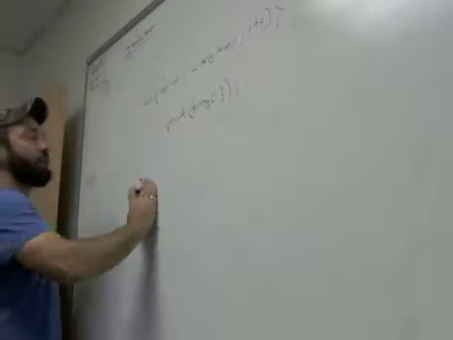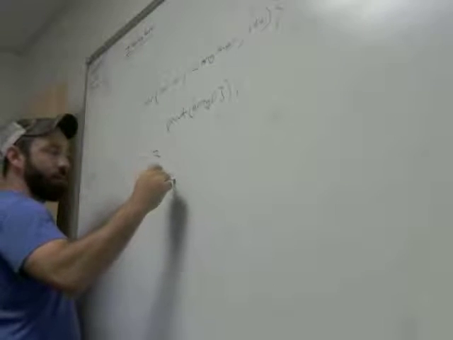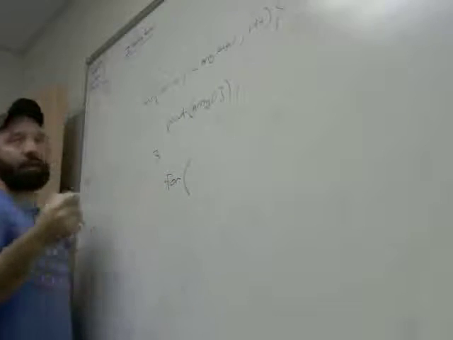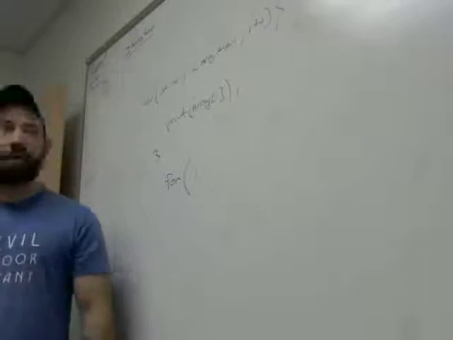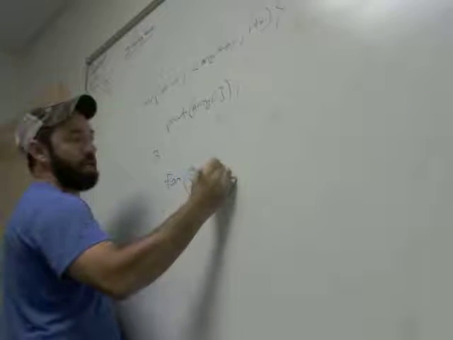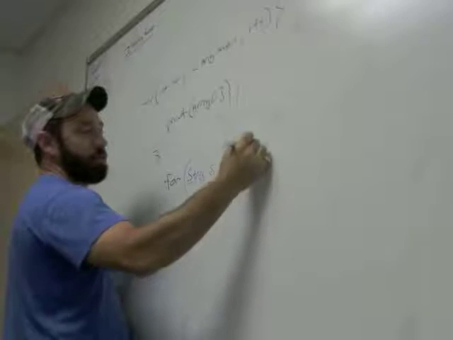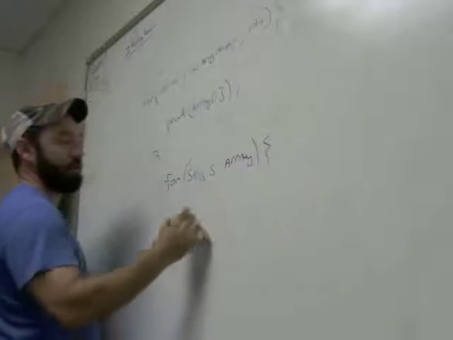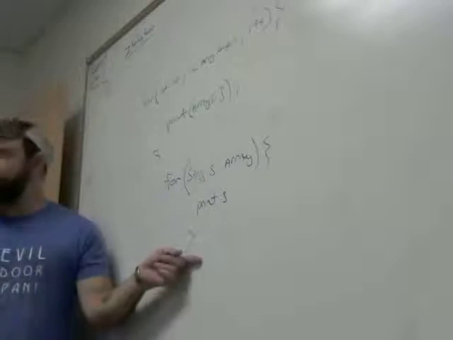The way a for each loop works, it's different syntax. You write it just like this. You say for, and whatever is in your array, if it's strings, let's just call it strings: for string s colon, and then the array name, which is array in this case. Then print s. That's a for each loop.